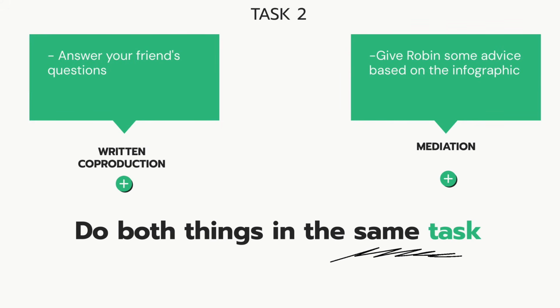Then we need to give him recommendations to eat and to visit. Okay, so that would be the first thing that we need to do: answer your friend's questions. And the second thing we need to do is to give him advice based on the infographic. That will be the part of the mediation task. So we need to do two things in the same task.